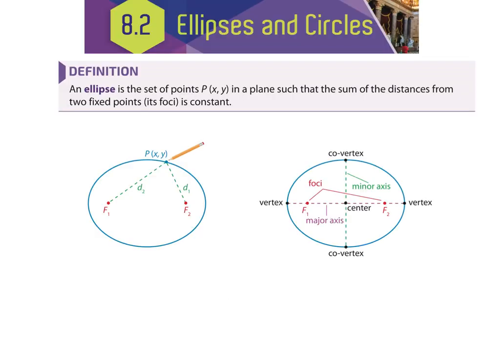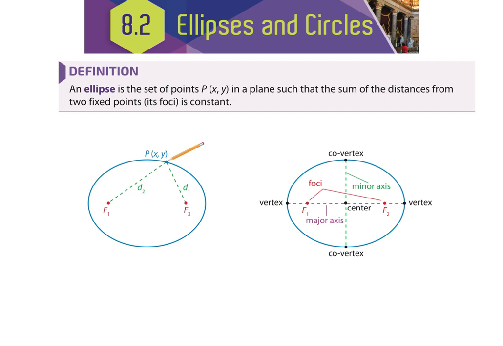So a couple things about an ellipse. First of all, the definition is a set of points in a plane such that the sum of the distances from the two fixed points is constant; those are its foci. When you think about it, a circle is a set of points equidistant from one point. An ellipse is really a set of points related to two points, is what you're trying to think of.